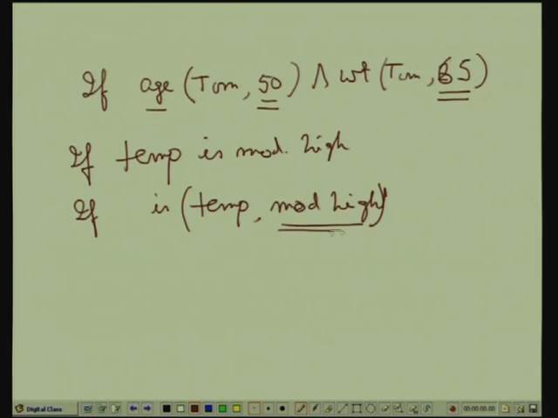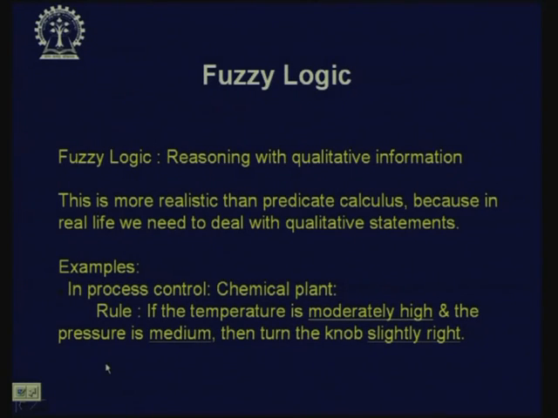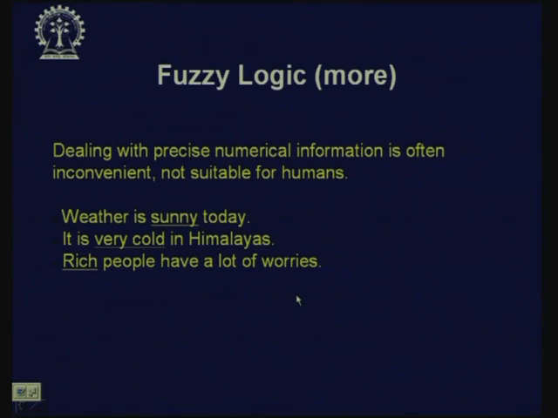Now, this is no longer a precise term. So, here we are facing a difficulty, but it is nevertheless more realistic, and the pressure is medium. Now, which pressure is medium? Turn the knob slightly right. How much angle? What angle would make it slightly right or slightly left? Okay. So, we use this sort of terminology. So, dealing with precise numerical information is often inconvenient, because it is not very suitable for human beings.